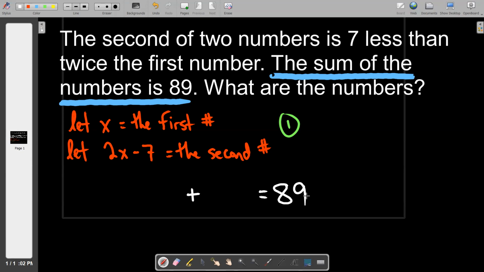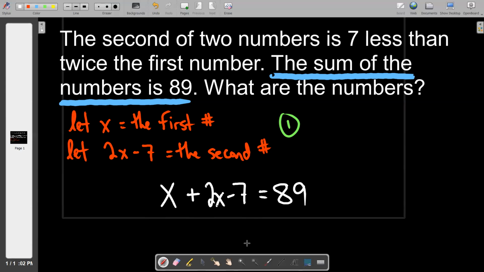And if you've been reading and understanding English for as long as you have, you understand that this is simply a matter of taking the first number and adding it to the second number and understanding that they're what makes 89. So what's going to go right here in front of the plus sign? The first number is X. And I'm going to add to that the second number. And what is the second number?